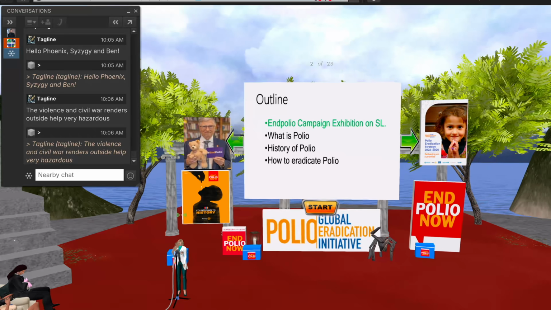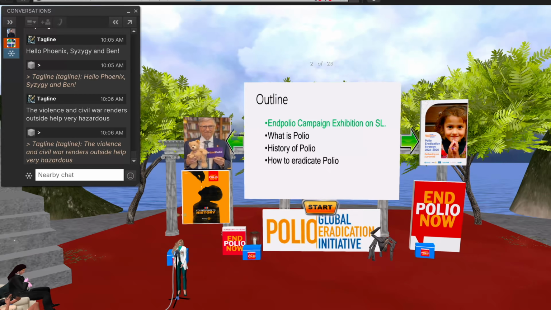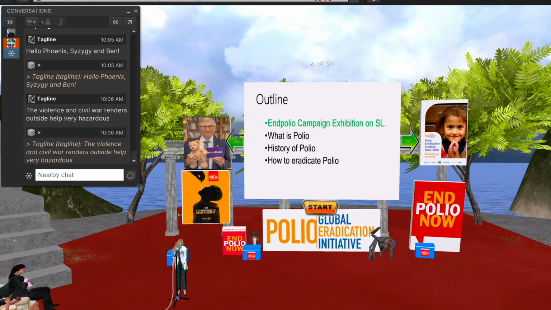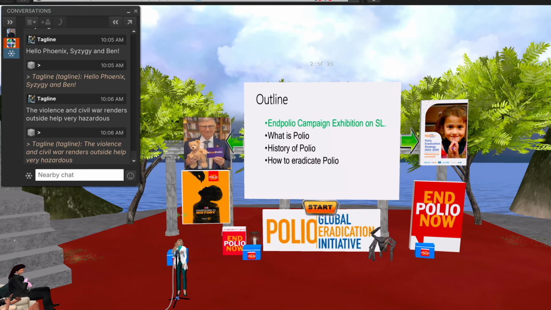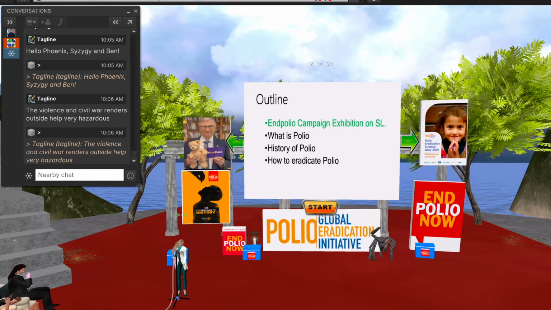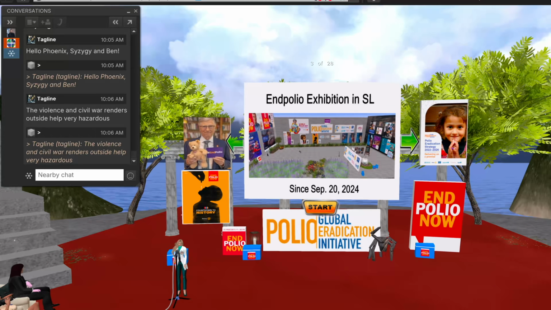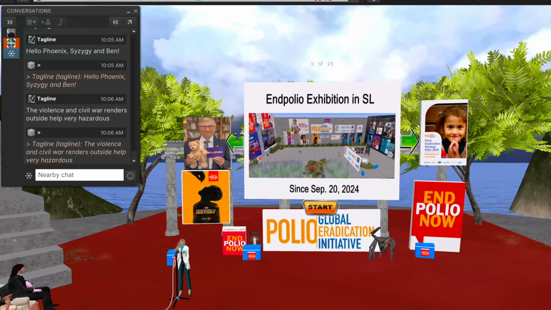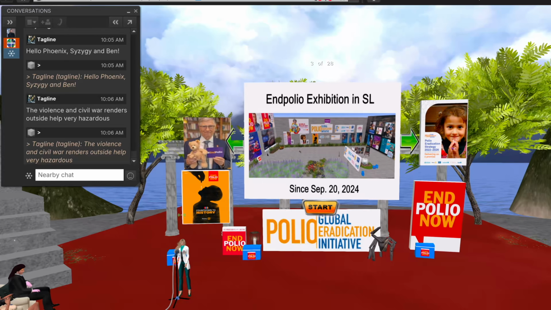I will then present the current global situation of polio, using the latest available data. Finally, I will discuss what is required to eliminate polio completely, and what each of us can do to help achieve that goal. In April 2024, I created a venue in Second Life to host an exhibition on polio eradication.